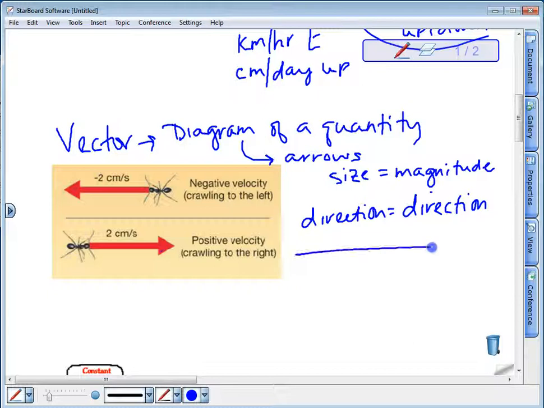Okay, so if we have a really big arrow, that means we've got a really big magnitude, which is the number part. If it's in a positive direction, then we have a positive quantity. If we have a little arrow, then we have a small magnitude. If it's going in the opposite, in a negative direction, then it's a negative quantity. So here we've got two vectors drawn for two different ants. This little ant's going to the left, that's negative, and it's going 2 centimeters per second. This little ant is going the same speed, so it has the same size arrow, but the arrow points in a different direction, and we've got a positive 2 centimeters per second.